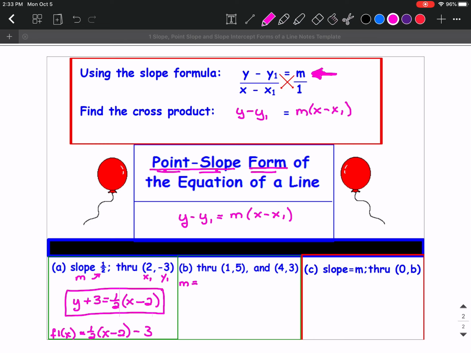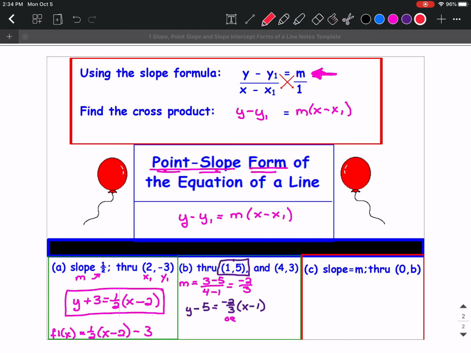So our slope, let's say, would be 3 minus 5 over 4 minus 1, which would be negative 2 over 3. There's our slope. Well, now comes the question, which point do we use? It doesn't matter. If you choose the point 1, 5, then your line is y minus 5 equals negative 2/3, your slope, times x minus 1, and you would be done.